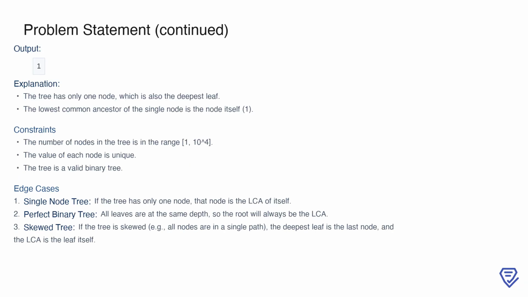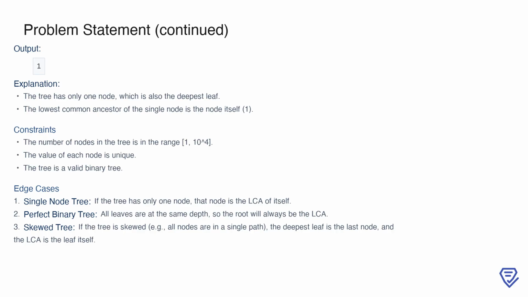The constraints of the problem indicate that the number of nodes in the tree can range from 1 to 10,000, and every node in the tree will have a unique value. Additionally, the input will always represent a valid binary tree. When considering edge cases, there are a few specific scenarios to think about. For instance, in a single node tree, the single node itself is the LCA. In a perfect binary tree, where all leaves are at the same depth, the root will always be the LCA.